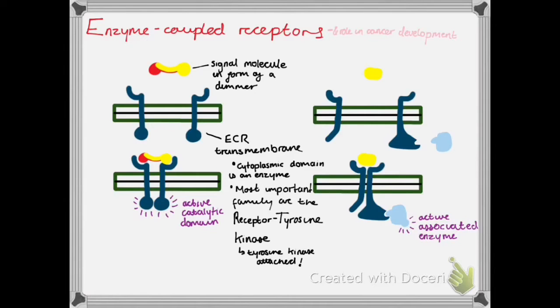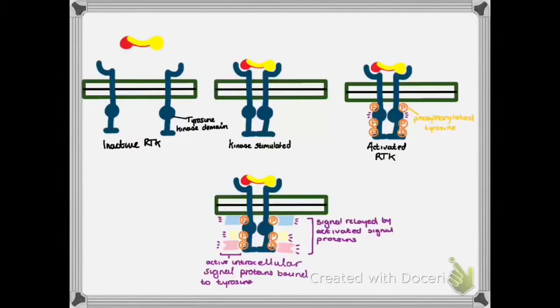The most important family of ECRs are those with a tyrosine kinase attached to it. These are called receptor tyrosine kinases, which can be shortened to RTKs. As I'm pretty sure I summarised in another video as well, kinases are responsible for adding a phosphate, which can lead to activation. So when these RTKs are activated by the enzyme binding, it stimulates the addition of a phosphate via the kinase being stimulated, which then activates the receptor tyrosine kinase.